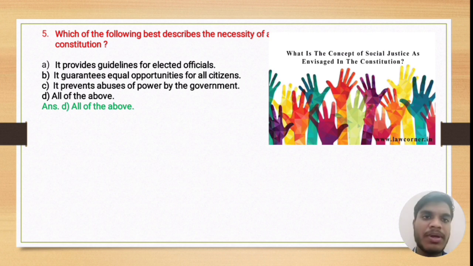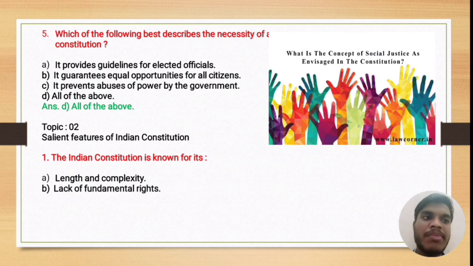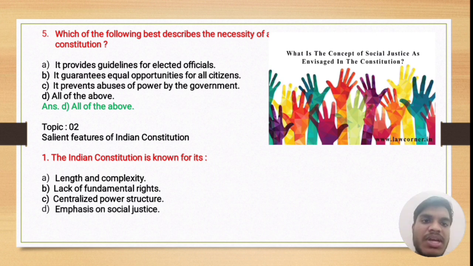Next topic, that is salient features of Indian Constitution. First question, the Indian Constitution is known for its: option A, lengthy and complexity. Option B, lack of fundamental rights. Option C, centralized power structure. Option D, emphasizes on social justice. And the answer is option D, emphasizes on social justice.